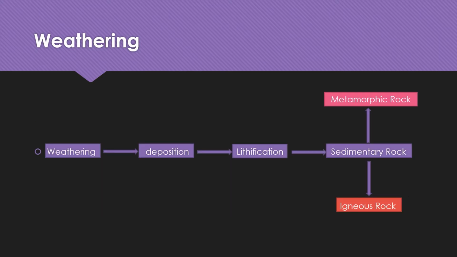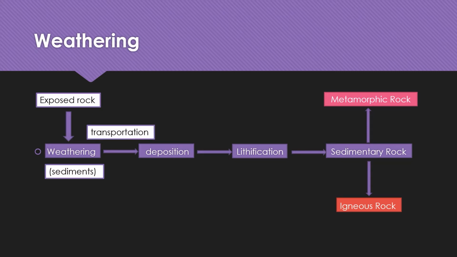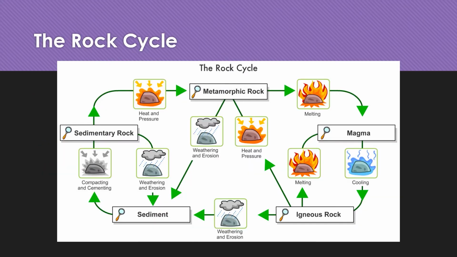So the first thing we start out with is an exposed rock, which then gets weathered, okay? And it becomes sediments, which then get transported, deposited, and then go through lithification to become a sedimentary rock. After which, it can go through metamorphism and become a metamorphic rock, melt and become an igneous rock, or start all over again, becoming another sedimentary rock. Thus, the rock cycle.